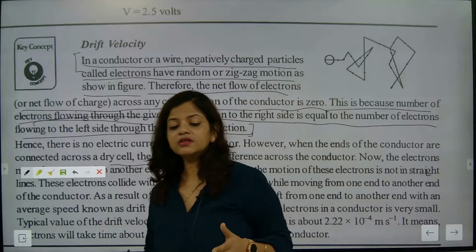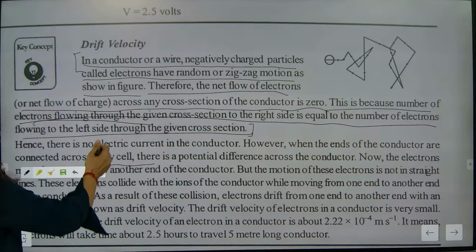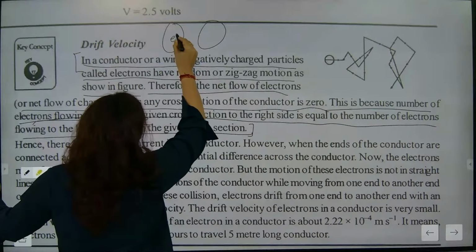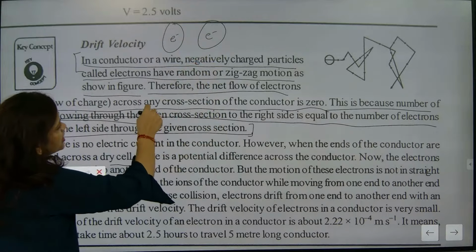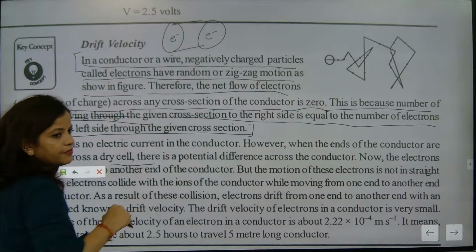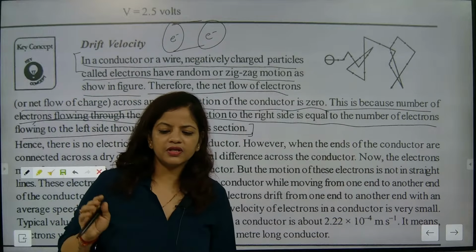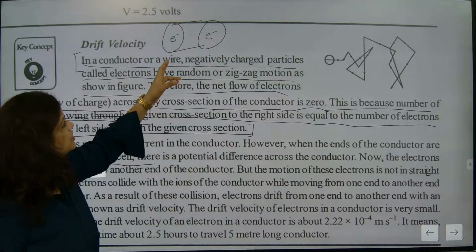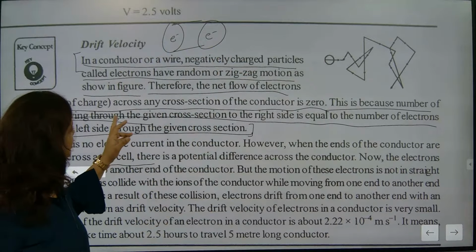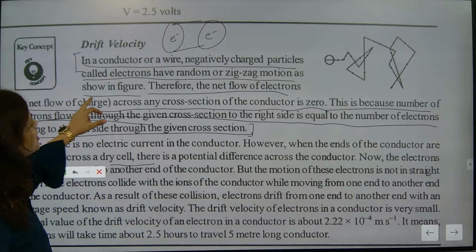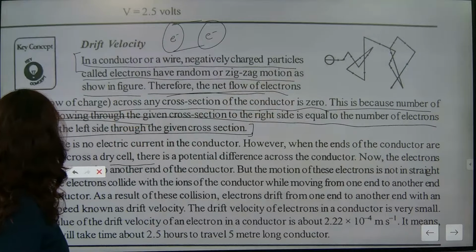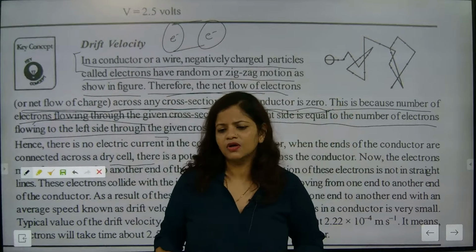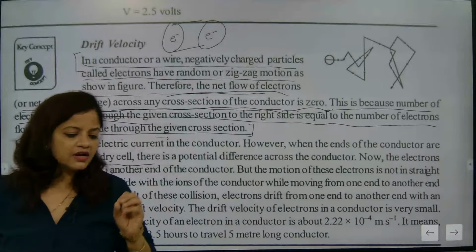Another important thing is you will be seeing the cross section. The wire will always be in the shape of a circle. Here the number of electrons on the left side and the right side of the wire remains the same. Since the net charge in the cross section remains the same, what they are telling is that the net flow of electrons or charges across any cross section of a conductor is zero. Understood? So in any conducting device, the net flow is zero.